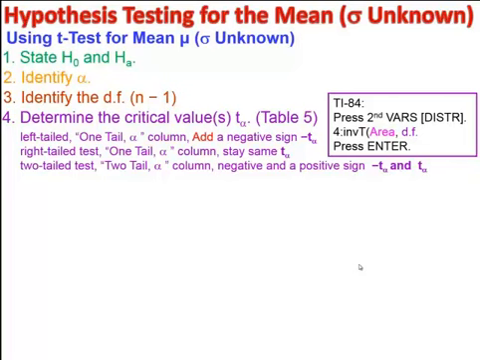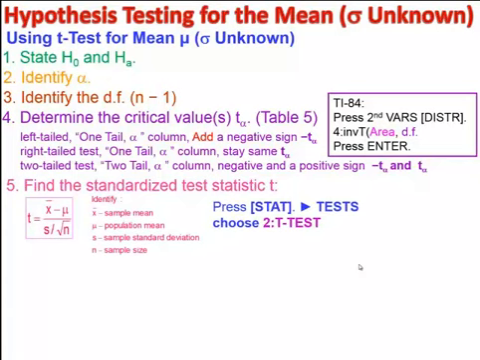So please make sure that if you have a left tail test, if you're using the table, to add the negative to your t value. If you're using the calculator, it will come out negative. On the right tail test, if you're using your calculator, make sure you do 1 minus alpha in the calculator with the degree of freedom. And then the 2 tail test, if you're using your calculator, make sure you divide alpha by 2 for the area.